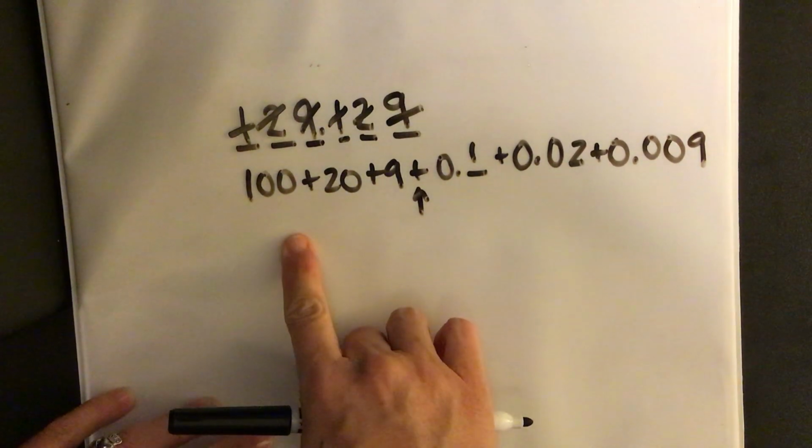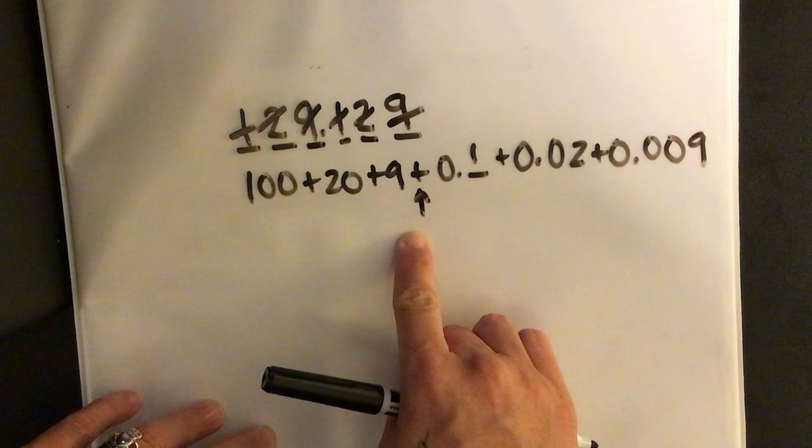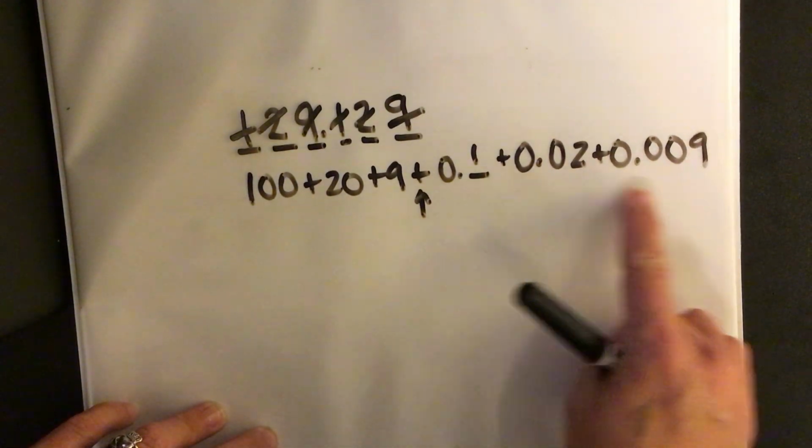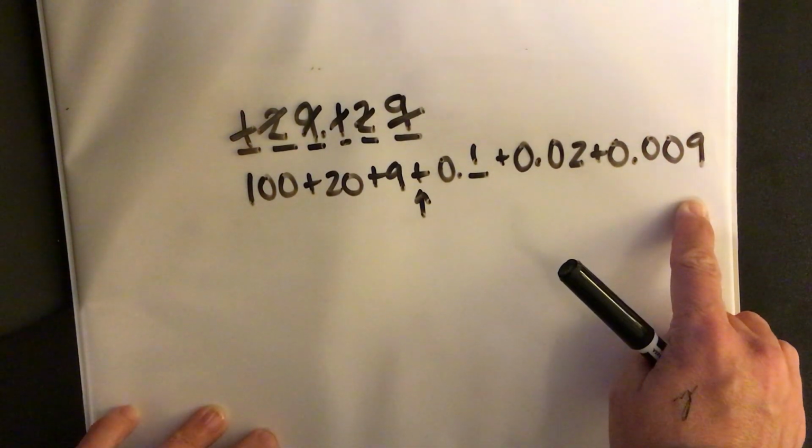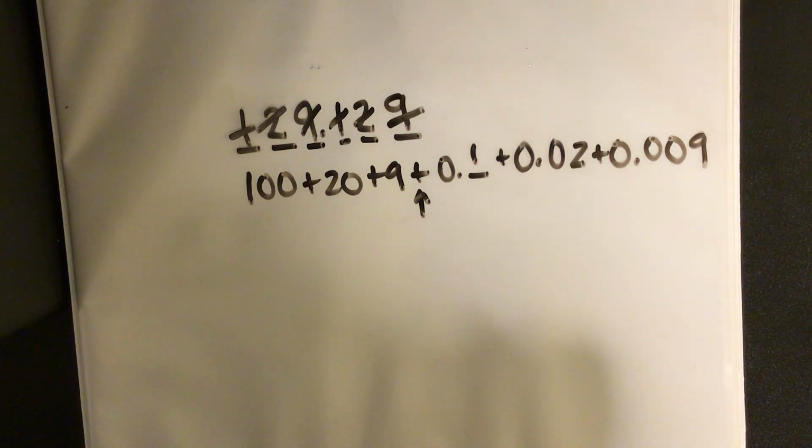So I've got 129 and 129 thousandths. All right, go ahead and erase. That's the end of our warm-up.